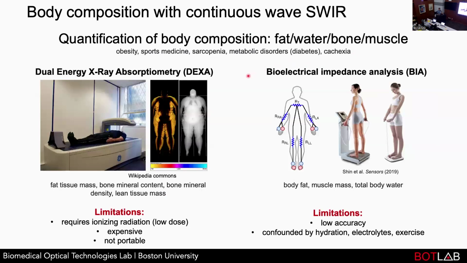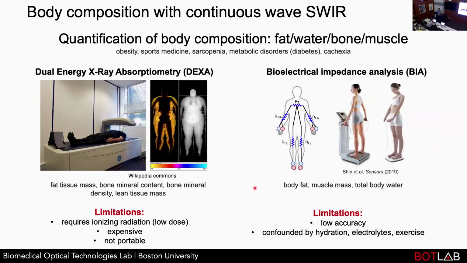And the current methods we have to quantify body composition, which is typically defined as the fat, water, bone, and muscle composition of the body, is DEXA, dual energy X-ray absorptiometry. This uses low energy X-rays, and it can segment the body into these different components. And this is the gold standard, but it's clearly not portable. It has ionizing radiation, though at low doses.